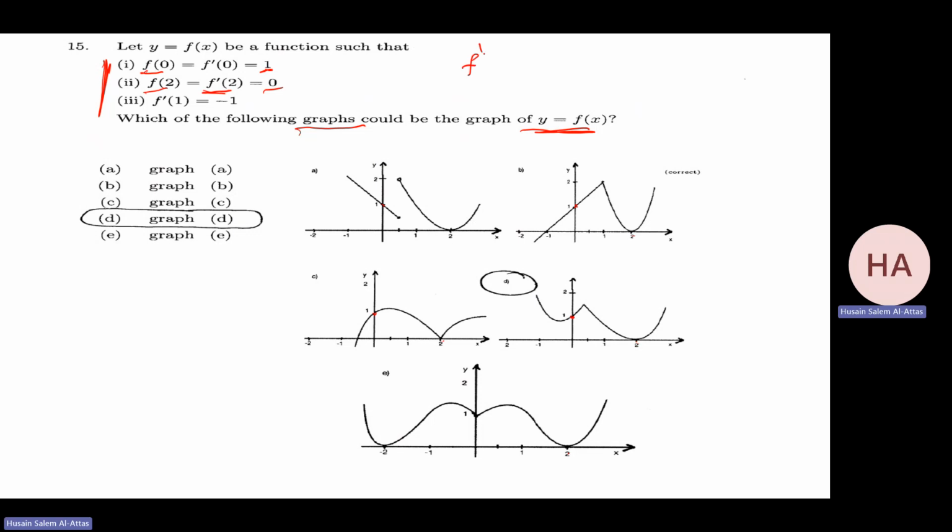So I have f prime at 2 equals 0. So let me check them. Here, the slope of the tangent line is 0, so it's f prime at 2 equals 0. Here, the slope of the tangent line is 0. Here, the same thing. Here, f prime at 2, the function is not differentiable at 2.